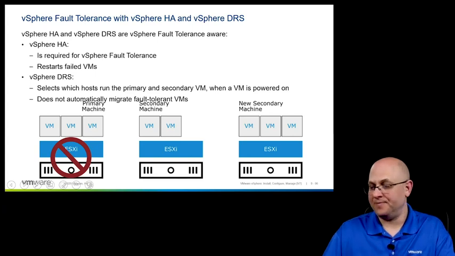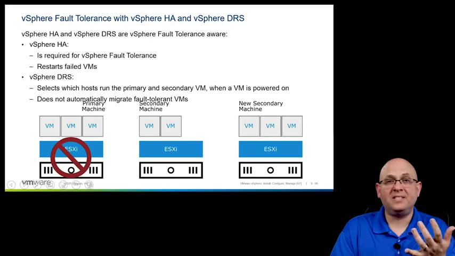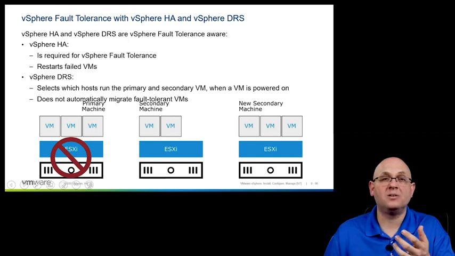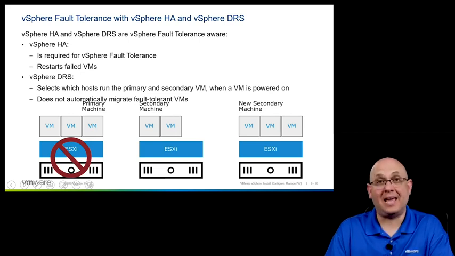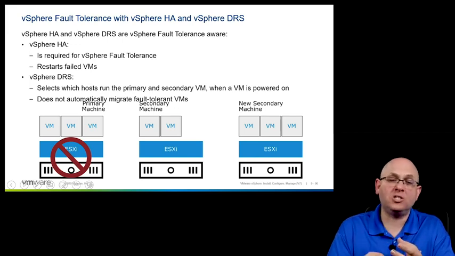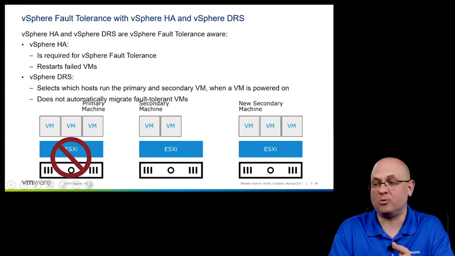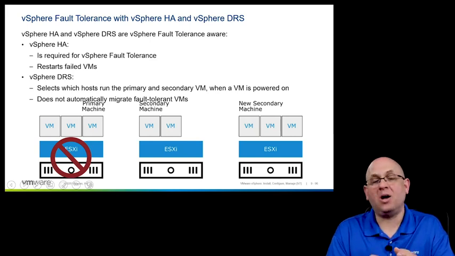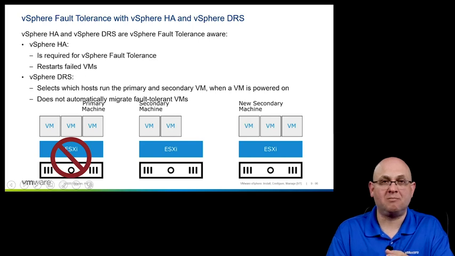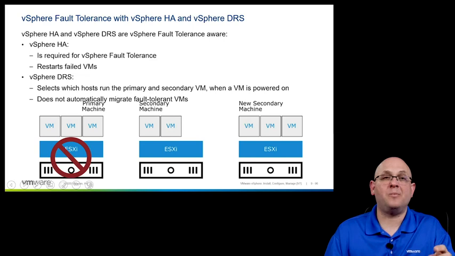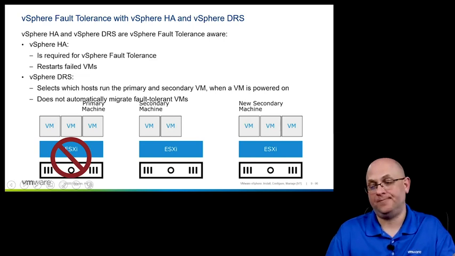Here's the idea, right? Now, I have to have vSphere HA turned on, and vSphere HA will restart a failed primary VM on another host after the secondary VM has taken over as the primary. DRS will choose which hosts to run the primary and secondary virtual machines on, but will not automatically migrate fault-tolerant VMs. Okay? It'll essentially create an individual VM override for those VMs for automation that says disabled.